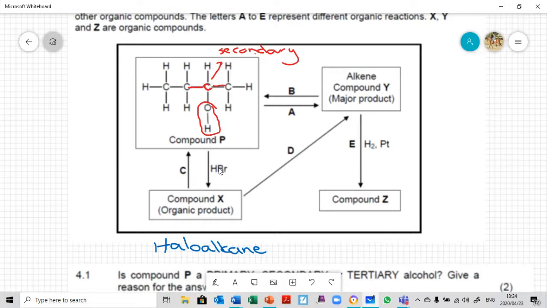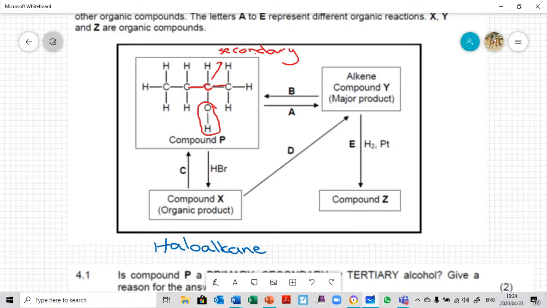Dehydrohalogenation. Okay. It is possible if you have a haloalkane and there's more than one halogen on there. Under the right conditions, it is possible to take both of the halogens off. But in this situation, because there is only one, when I take that halogen off, I have to take a hydrogen off too. Okay.